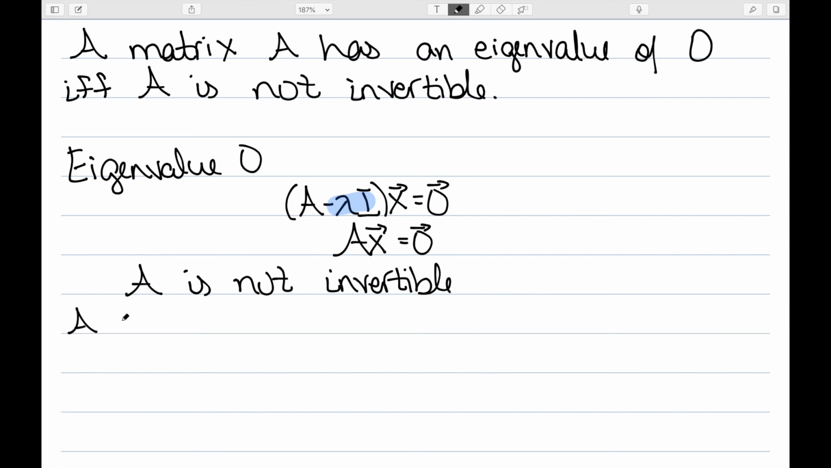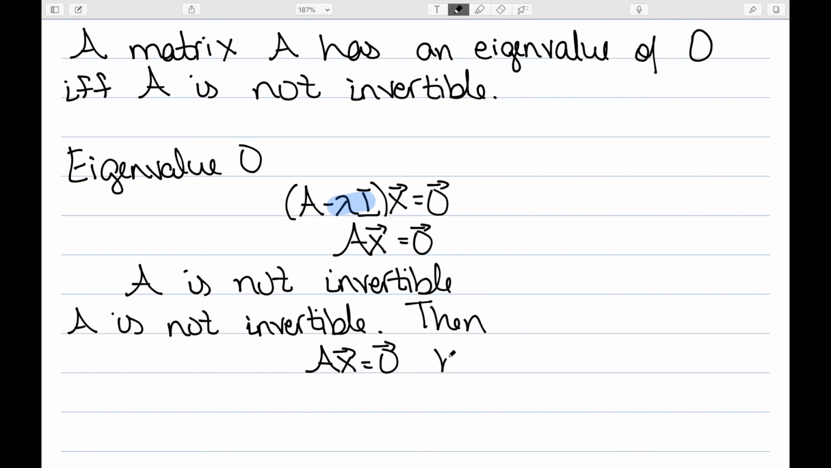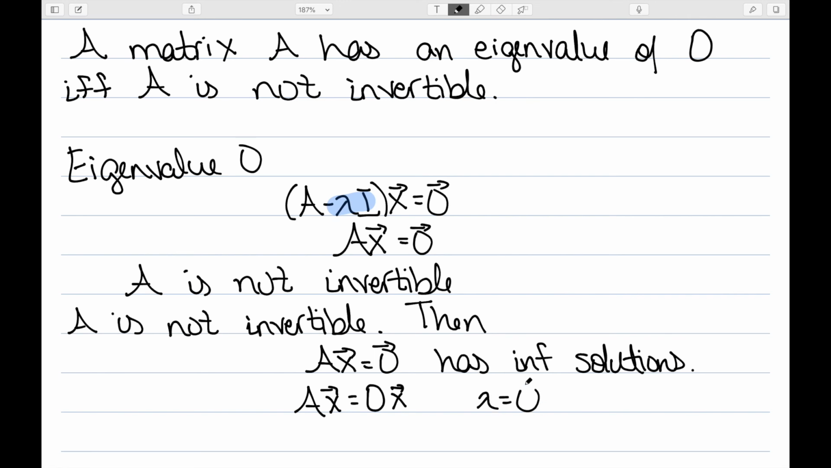The second piece to this: let's assume A is not invertible. Then we know that Ax equal to 0 has an infinite number of solutions. And we can also rewrite this as Ax equal to 0 times x, since we know that 0 times any vector is equal to the 0 vector. And this is the definition of 0 being an eigenvalue.